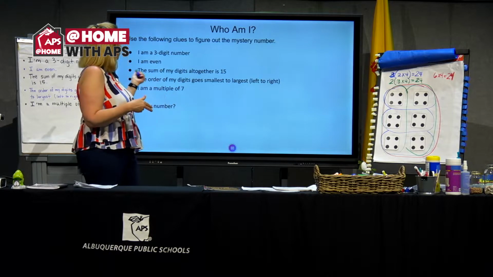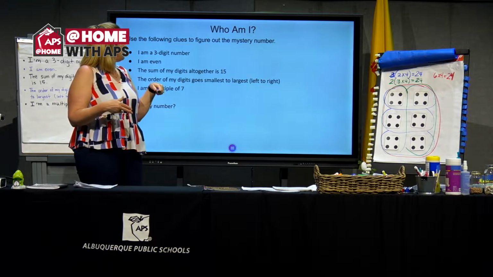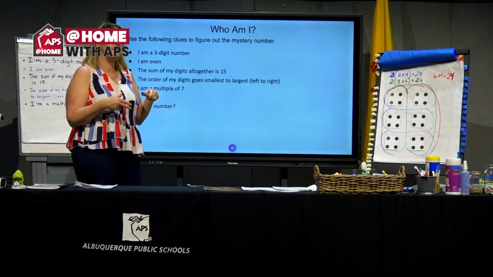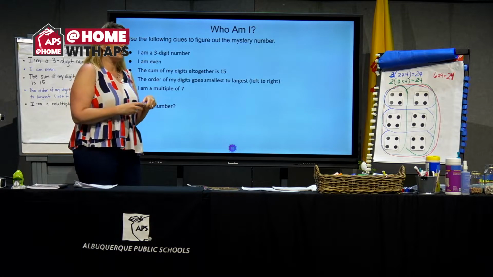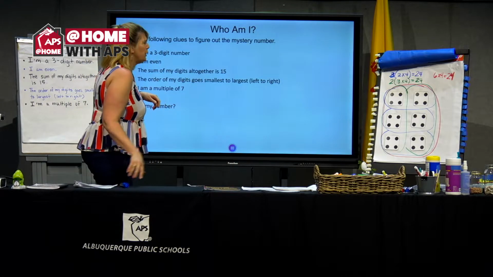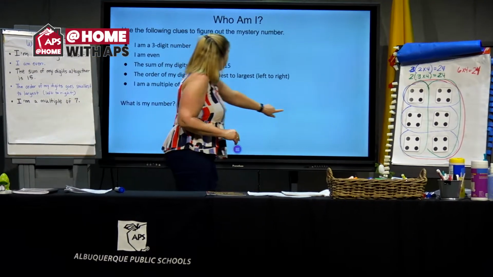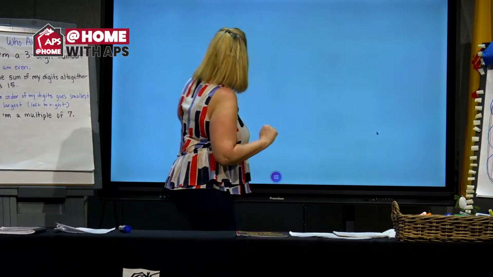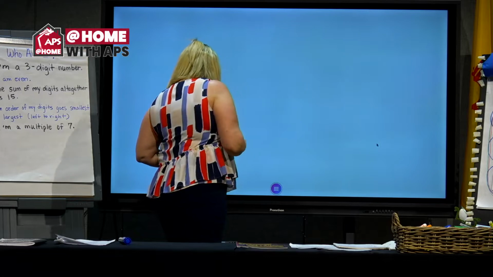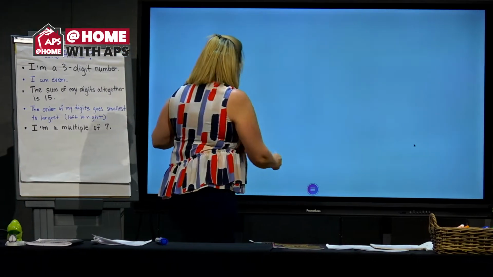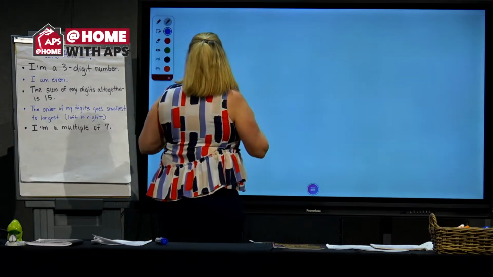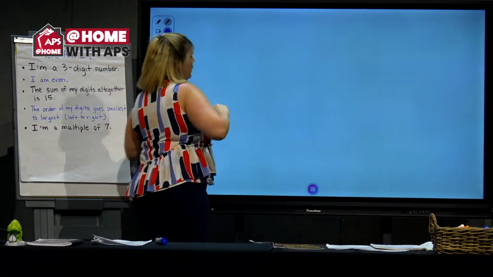I don't think so, because the third clue tells me that all of the digits together are going to add up to 15. So I'm going to start to think about that problem. Let me get a blank sheet of paper here. Hopefully it'll work. There, perfect. I do need to be able to write on this, so I'm going to make sure I have some color for you. All right, I'm going to be thinking about those sevens.